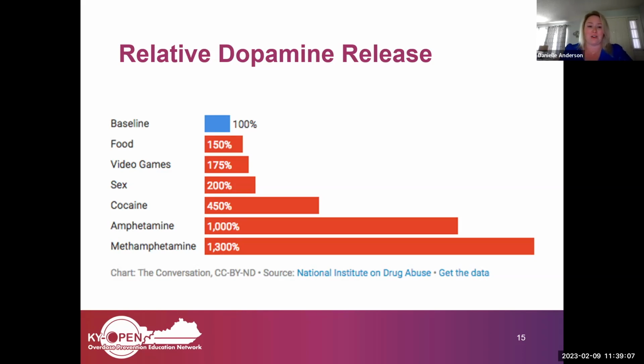This is what I like to call the carb coma for food, when you have that kind of relaxation and calmness after you eat a heavy carb meal. That's probably related to dopamine release. And then we see that cocaine, amphetamine, and methamphetamine really ramp this up much higher than our normal dopamine levels.